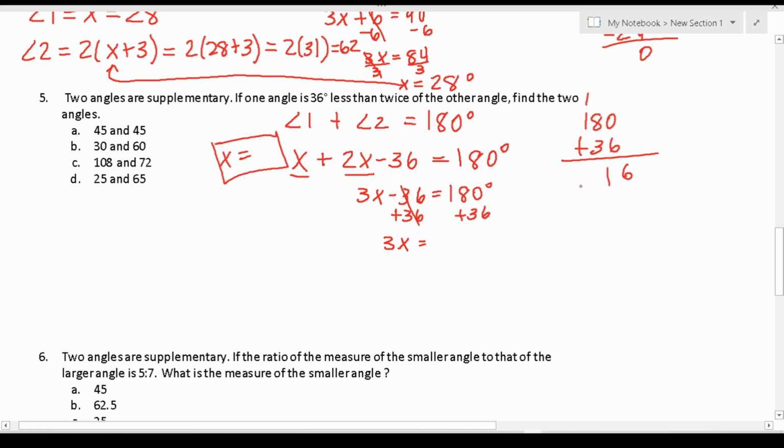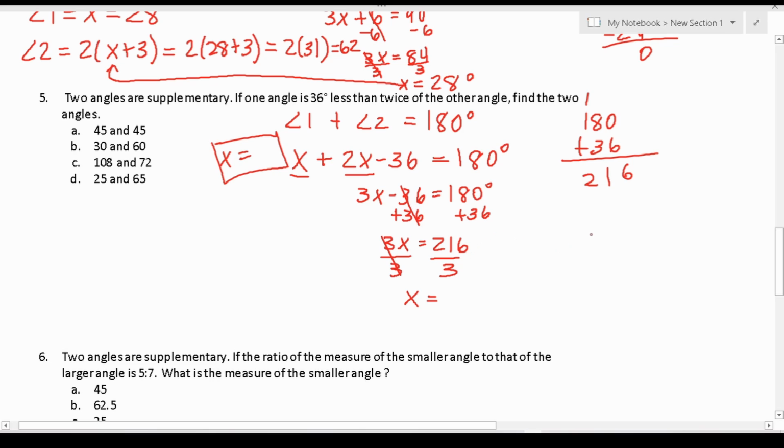Carry your 1. 1 plus 1 is 2. So we can see we have 3x equals 216. Now let's divide both sides by 3 finally to get x by itself. This is going to cross out, leaving you with x equals 216 over 3.